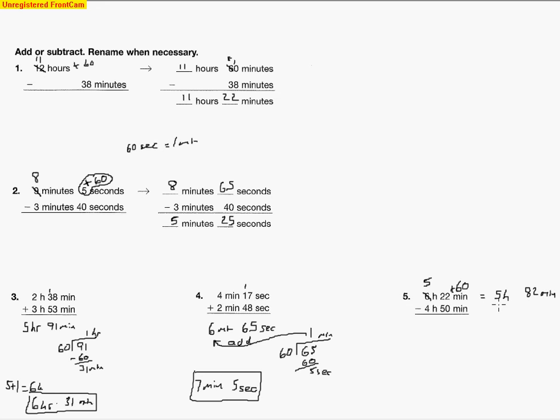And so now I can go ahead and subtract the 4 hours and 50 minutes from that 5 hours and 82 minutes. So now I can go ahead and do that subtraction. I'm left with 32 minutes, and over here I subtract and I end up with 1 hour. So 1 hour, 32 minutes. That would be our answer.